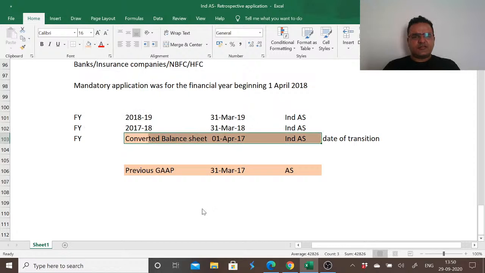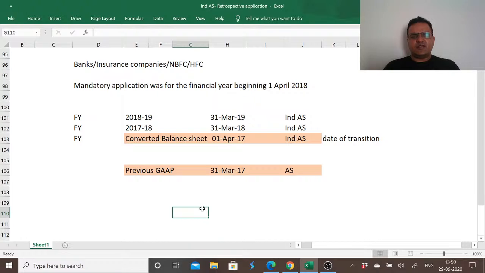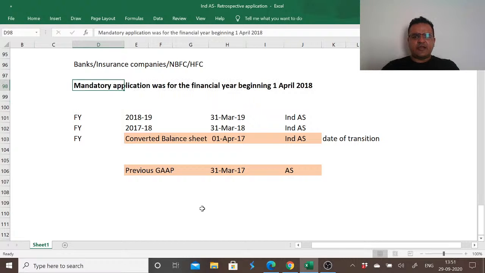NBFCs, housing finance companies, and other companies in the financial sector, except banks and insurance companies, had applied Ind AS applicable from the financial year beginning 1st April 18. It was mandatorily applicable from 1st April 18, so the first Ind AS compliant balance sheet they published was of 31st March 19. Along with that, they published comparatives of 31st March 18, and the date of transition for such companies was 1st April 18.